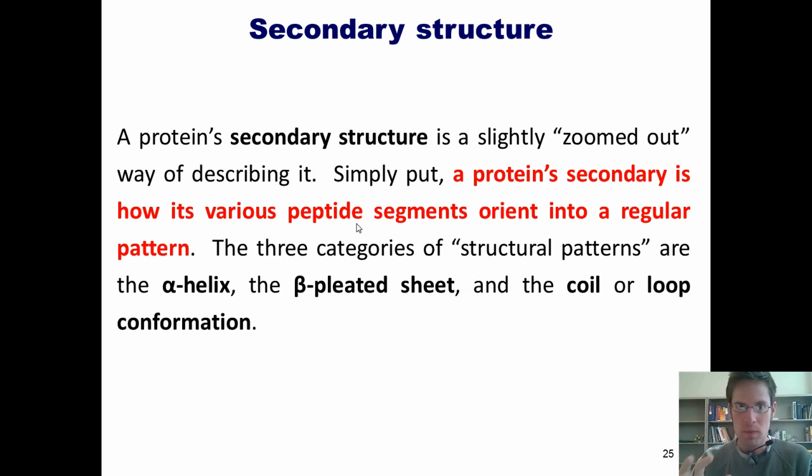Jumping back to our zoomed-out geography analogy from before, a protein's secondary structure is a slightly zoomed-out way of describing or seeing a protein. Simply defined, a protein's secondary structure is the way in which its various peptide segments orient into a regular pattern. The 3 categories of structural patterns are the alpha helix, beta-pleated sheet, and the coil or loop conformation. I'm going to introduce you to these right now.